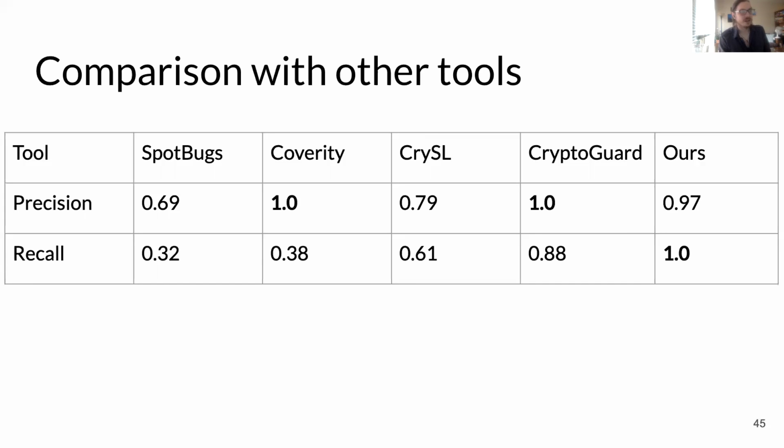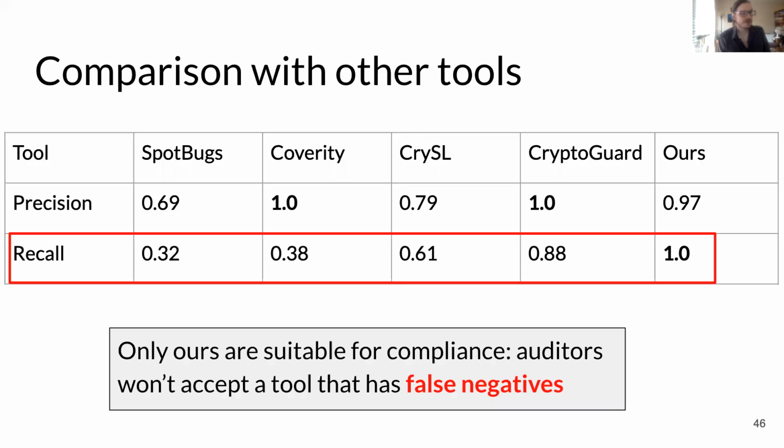On the recall side, though, things were a little different. Only our tool achieved a perfect score, and the other scores range from very poor to fairly high with CryptoGuard. But I want to point out here that this shows that off-the-shelf bug finding tools are not sufficient for the needs of a compliance auditor, because they do miss alarms. And compliance auditors won't accept tools that have false negatives because then they would feel that they'd still need to examine the code by hand themselves.